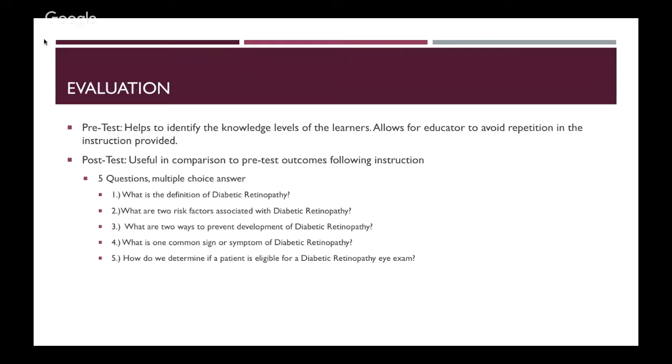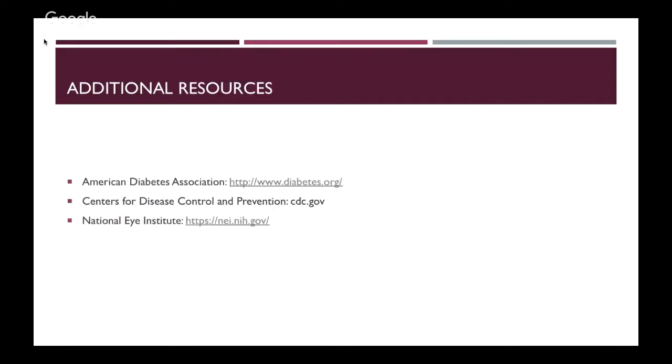This moves into the evaluation. This is the pre-test and the post-test. A pre-test helps to identify the knowledge levels of the learners and allows for the educator to avoid repetition. A post-test is useful in comparison to the pre-test outcomes following instruction. Here are 5 examples of possible multiple choice questions that can be used on our post-test.